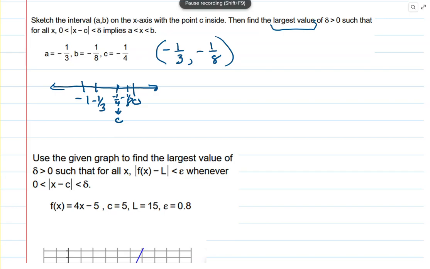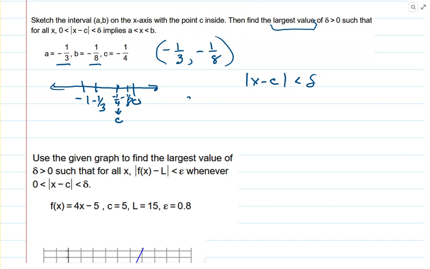And yes, c lives between that interval. Is everybody comfortable with that? All right. Now it says find the largest delta we can have. That means shared by both. So that means we're using the absolute value of x minus c is less than delta. Well, we don't know what delta is. We're trying to figure out what delta is going to be. So that means we know what c is, and our x's are, for A, a negative 1/3, and for B, a negative 1/8. Does everybody see that? Alrighty then.